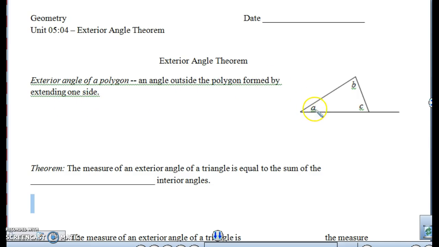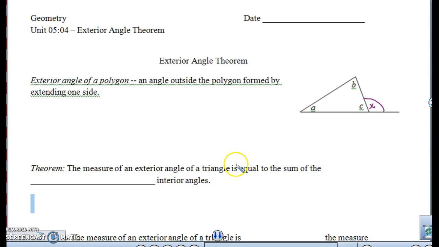So if we took this triangle right here and we extended the side, just made this side longer, we have created an exterior angle right here that I'm going to call x. So that is an exterior angle. Every triangle will have 3 exterior angles because you can extend any side and make an angle.